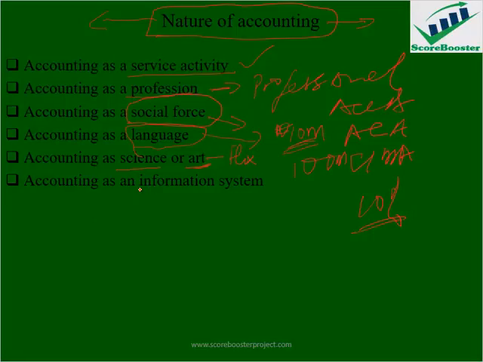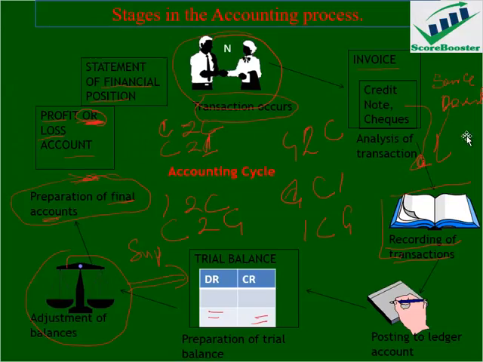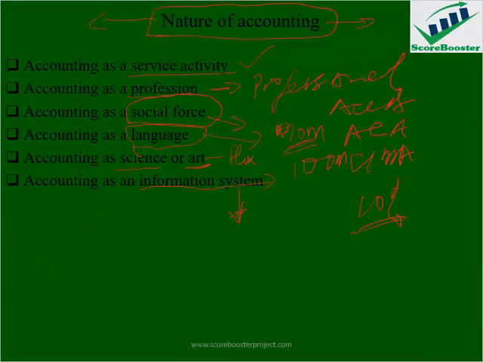Then accounting is also an information system. It is a complete system. You can see here, it's a system that moves from here like this with interrelated activities, from invoice to recording, to journalizing, to ledgering, to trial balancing, to adjusting, to preparation of financial accounts, and then to start again. So it moves in a circular form. That is why we can call it an information system. Information moves from one stage to another.